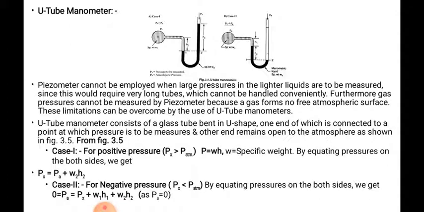The next type of manometer is the U-tube manometer. In the diagram itself you can see the shape of the manometer looks like the alphabet U. That is why it is known as a U-tube manometer. The limitations of the piezometer are overcome by the use of the U-tube manometer.